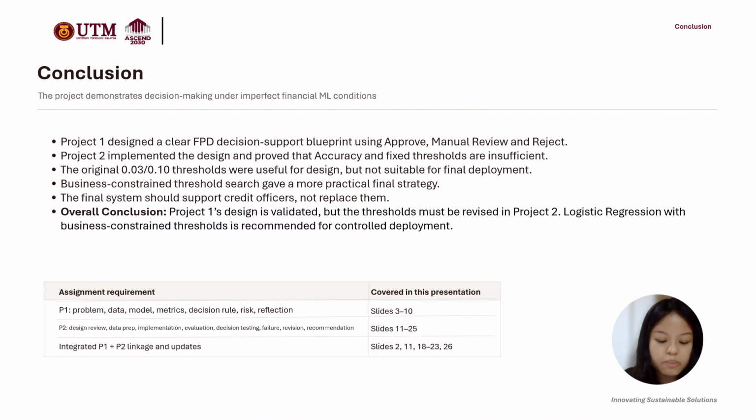In conclusion, Project 1's three-tier design is validated, but the original 0.03 and 0.1 thresholds must be revised. Project 2 shows that accuracy and fixed thresholds are not enough under severe class imbalance. The final strategy uses business constraint thresholds, and logistic regression is recommended for controlled deployment. The system should support credit officers but not replace them.